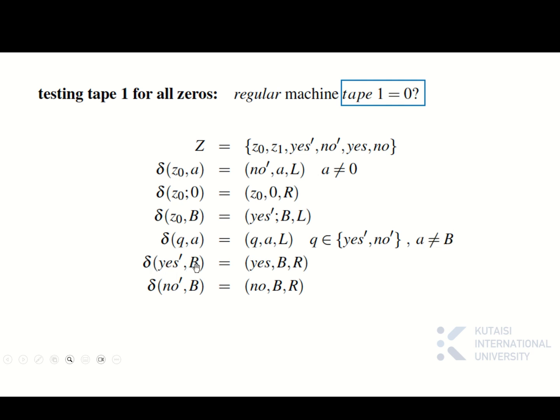And once I read blank, if I'm in yes prime, I write yes. This is my accepting state. And if I'm in no prime, I write no, and this is my accepting state. So basically what this does is it checks whether the thing is all zeros. Why did I need this?